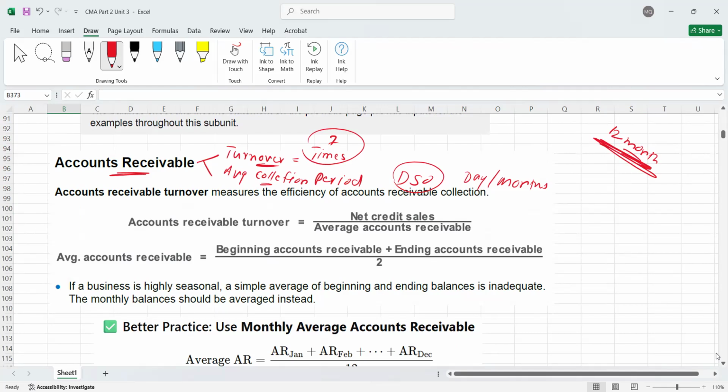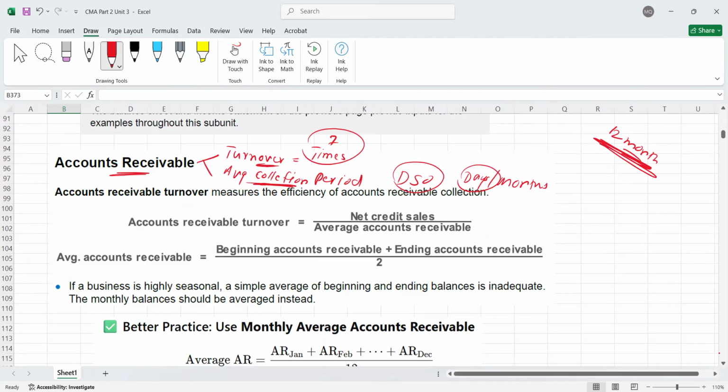So that's called turnover. But when we talk about average collection period, actually it will give you answer in days. So what does it mean? It means on average, how many days customers are taking to pay our debt, or to settle their account. So that's called collection period. So these are two separate questions. Turnover is separate and average collection period is separate.